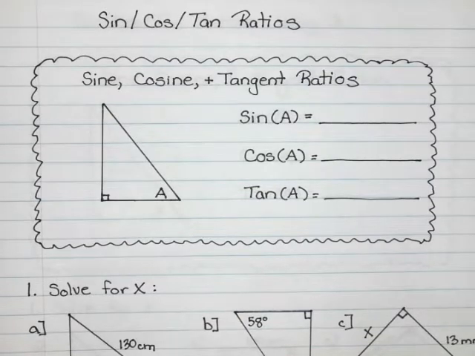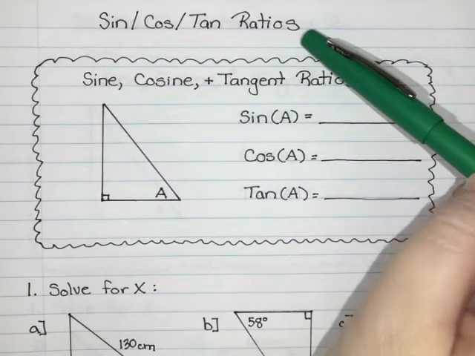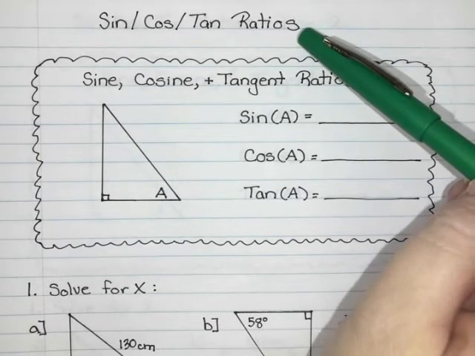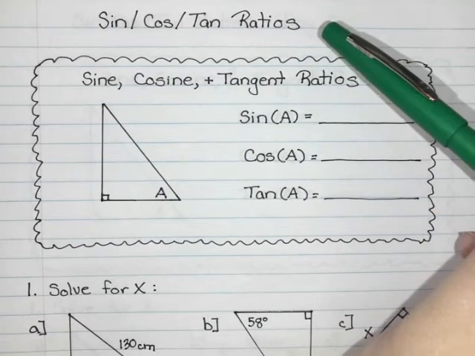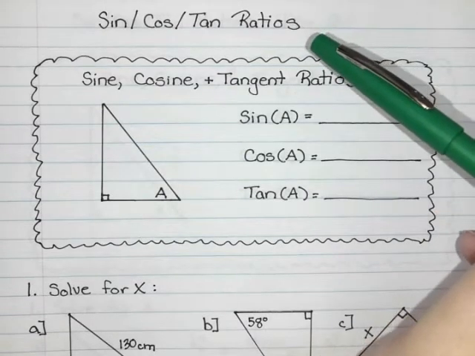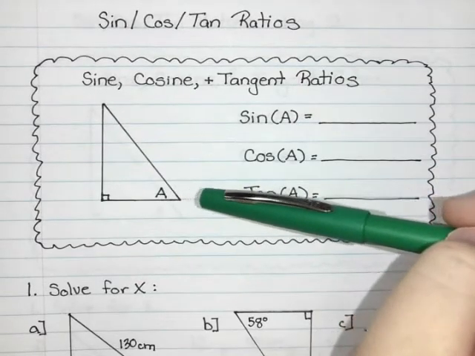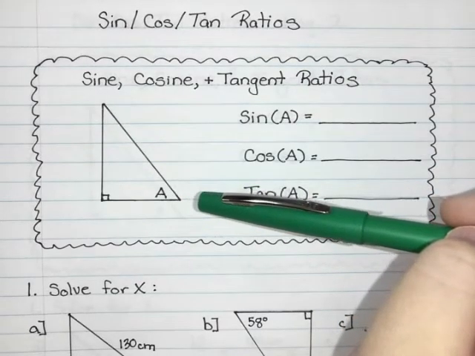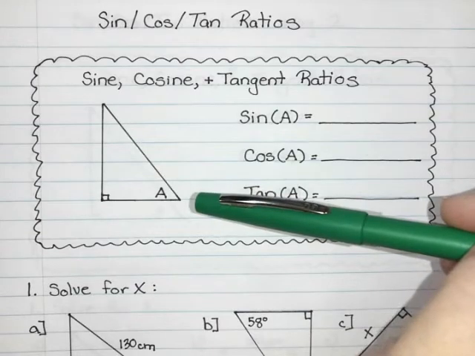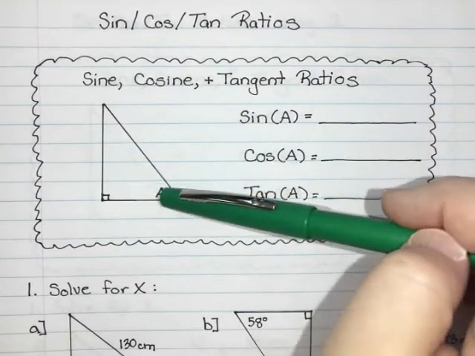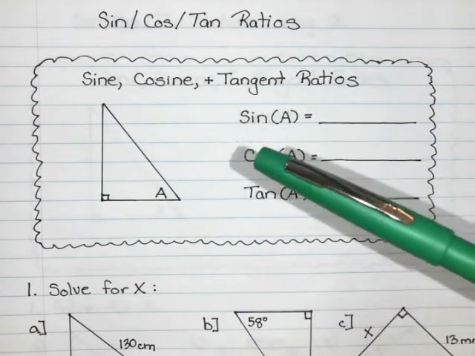Today we're going to continue learning about right-angled triangles by talking about the sine, cosine, and tangent ratios. If you're trying to find a missing side in a right-angled triangle, one of the ways to do it is using Pythagorean theorem. But Pythagorean theorem only works if you know two of the sides and are trying to find the third side.